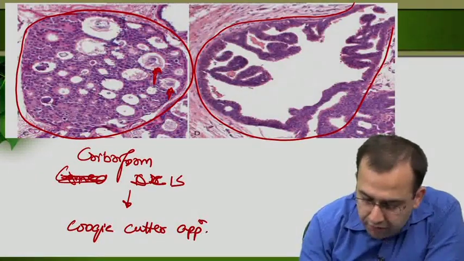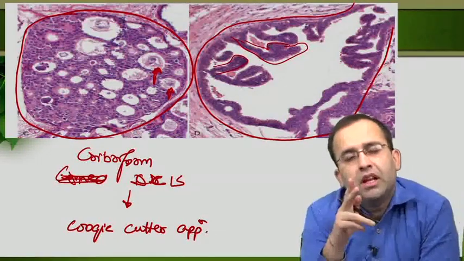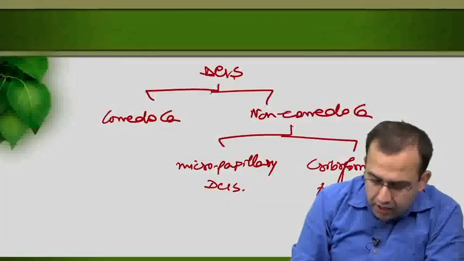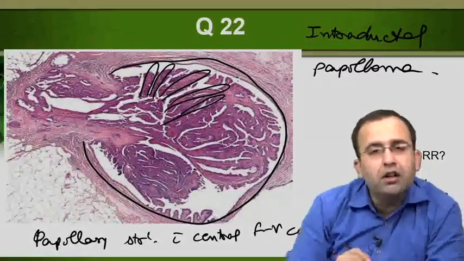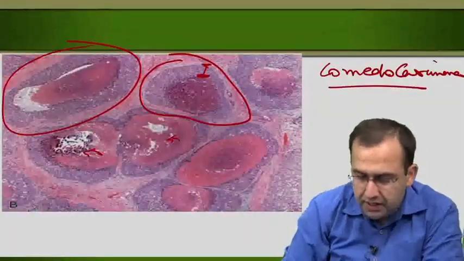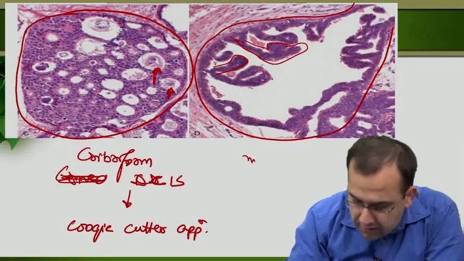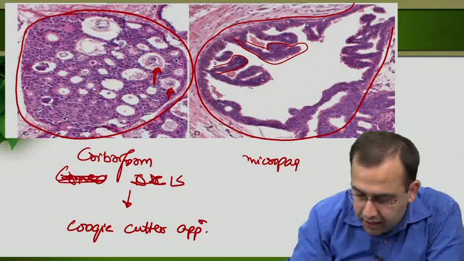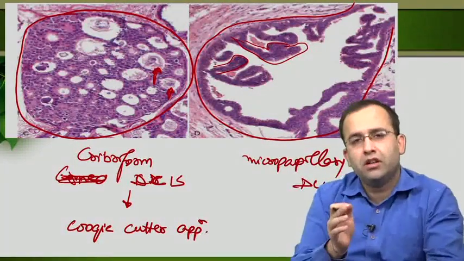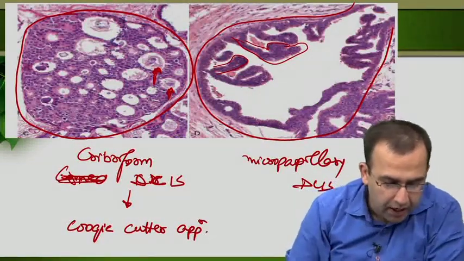Next, coming to the other side, what you see here is the presence of an enlarged duct with numerous papillae. All these are the papillary structures, but they lack the central fibrovascular core. See, in intraductal papilloma, the central pink area was present, a fibrovascular core was present, which is not present here. So diagnosis, this is the micropapillary DCIS. So this is how we differentiate the intraductal papilloma from micropapillary DCIS.